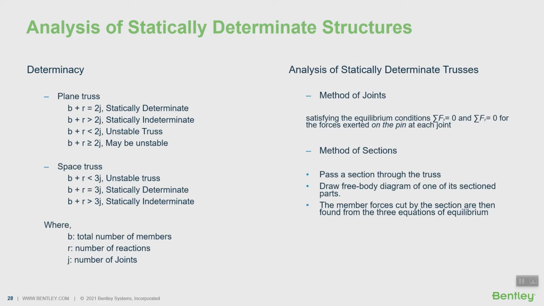For a truss, the determinacy depends on the number of members, reactions, and joints. If the truss is statically determinate, the method of joints can be used to determine the forces. If the forces in only a few members of a truss are to be found, the method of sections gives a direct means of obtaining these forces in a statically determinate truss.